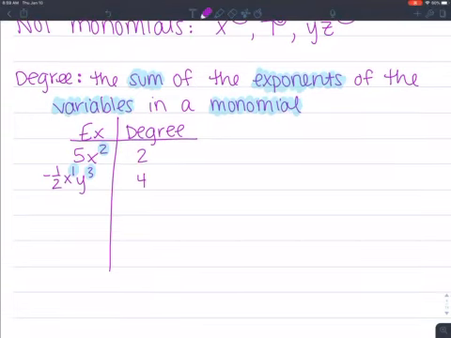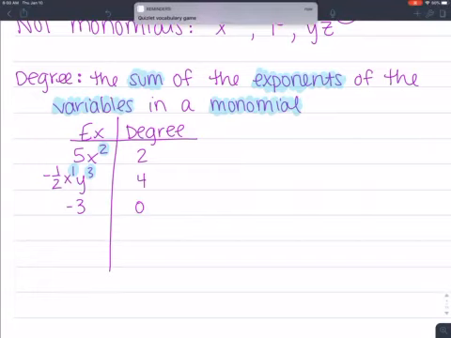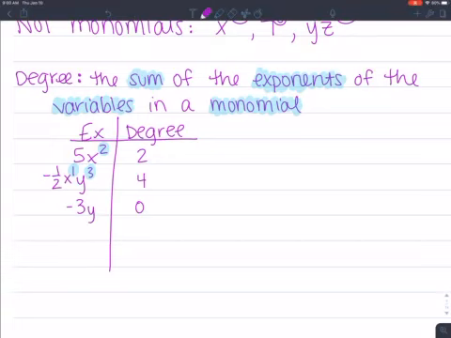Now, what if I have a negative 3? I have no variable here, so the sum of the exponents of the variable is actually going to be 0. I can pick any letter I want, let's say a y, and it's going to have an exponent of 0 because anything to the 0 power is 1, so it doesn't change that value. So the degree for that would be 0.